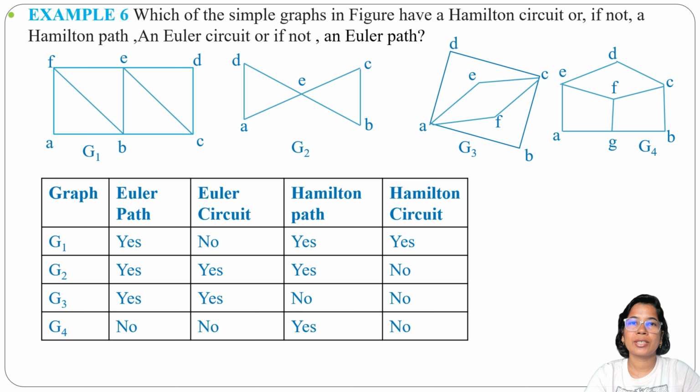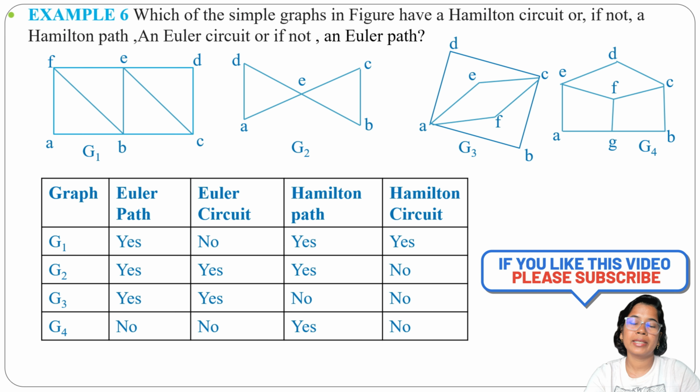In today's lecture, I discussed the Hamilton path and Hamilton circuit with examples and applications. In the case of an Euler path and Euler circuit, we are visiting all the edges exactly once, and in the case of a Hamilton path and Hamilton circuit, we are visiting all the vertices exactly once.